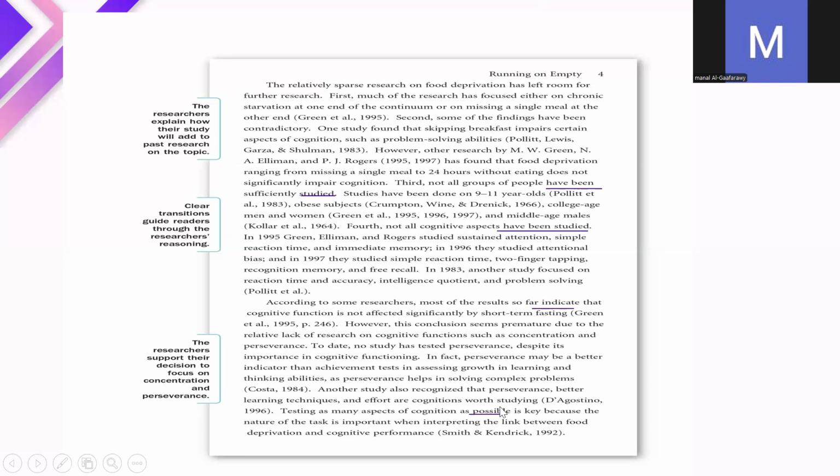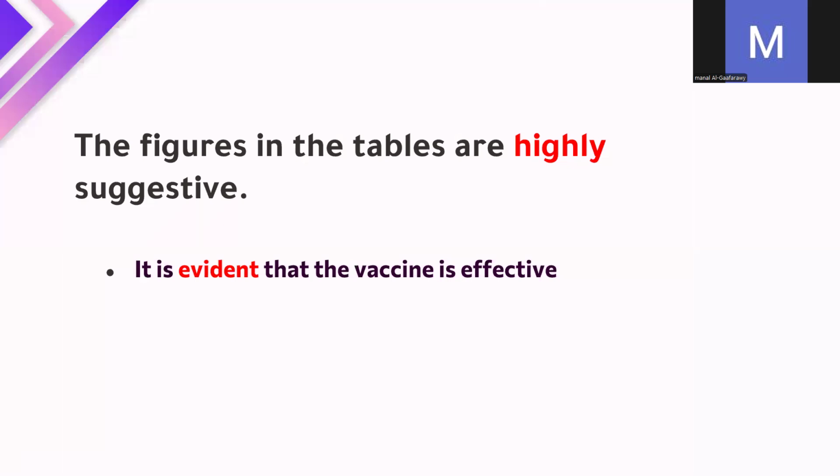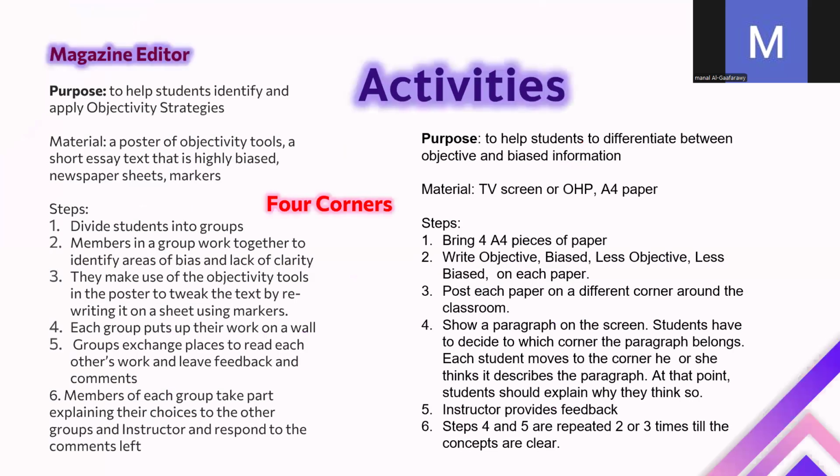Towards the end, we have possible, which is an example of hedging, demonstrated by an adjective. And these are more examples for the boosters. For example, the figures in the tables are highly suggestive. It's evident that the vaccine is effective. So these examples, highly and evident, demonstrate or add clarity to the statements or to the arguments provided in the academic papers. Well, now it's time for the activities.